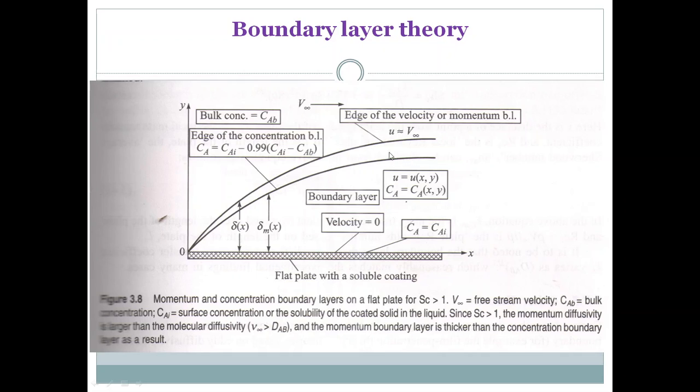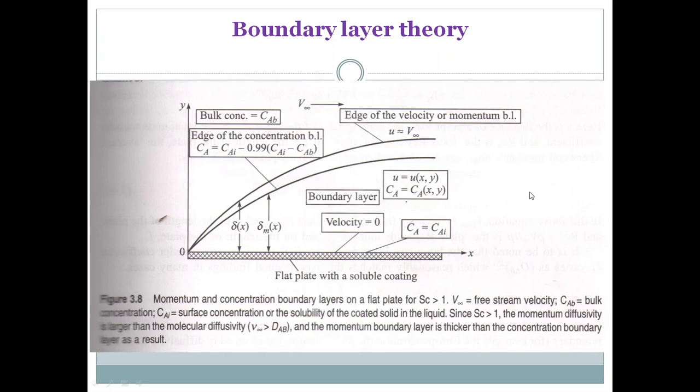Now, in this case, if the Schmidt number is greater than 1, Schmidt number means momentum diffusivity by mass diffusivity, it means momentum diffusivity is higher than mass diffusivity. As momentum diffusivity has a better influence, this hydrodynamic boundary layer will be thicker than the mass boundary layer. If the Schmidt number is less than 1, then the concentration boundary layer or mass boundary layer will be thicker, and the hydrodynamic boundary will be thinner.